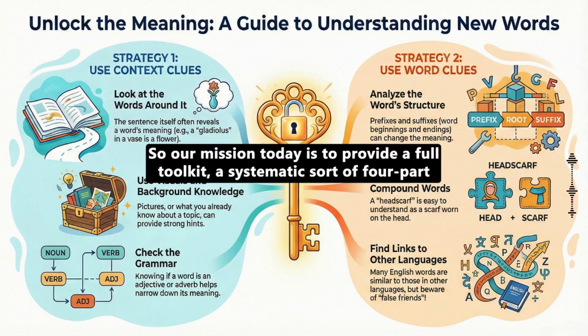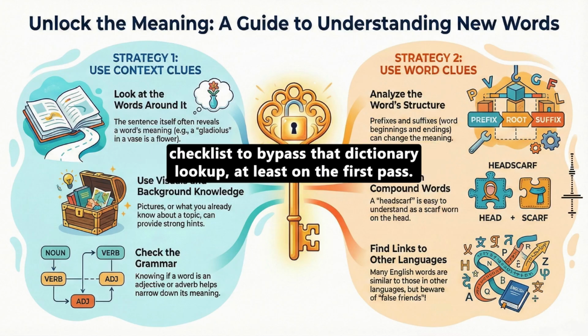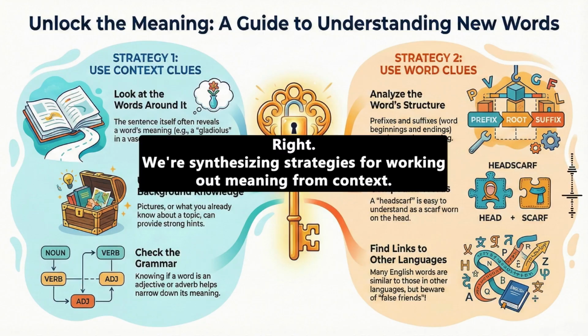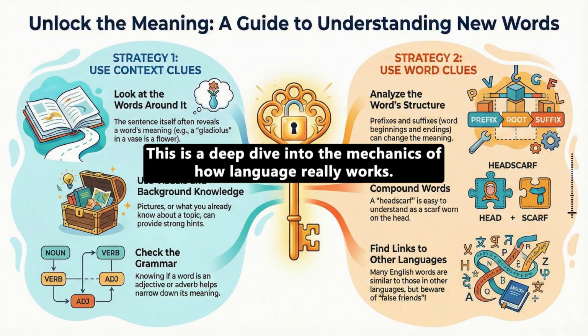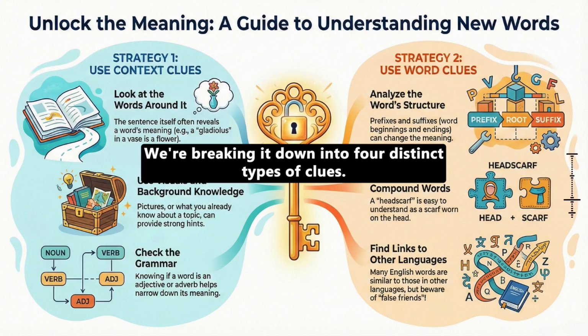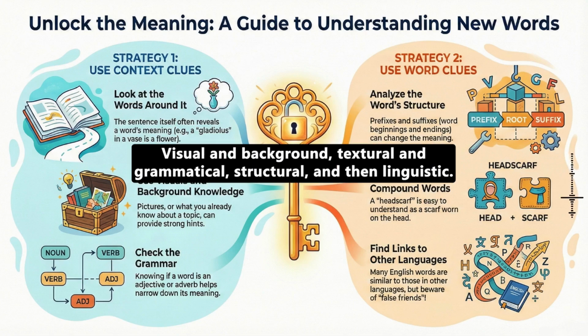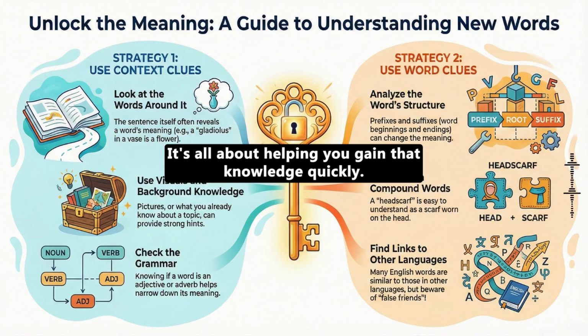So our mission today is to provide a full toolkit, a systematic sort of 4-part checklist to bypass that dictionary lookup, at least on the first pass. We're synthesizing strategies for working out meaning from context. And this isn't just a basic tip. This is a deep dive into the mechanics of how language really works. We're breaking it down into 4 distinct types of clues: visual and background, textual and grammatical, structural, and then linguistic. It's all about helping you gain that knowledge quickly.